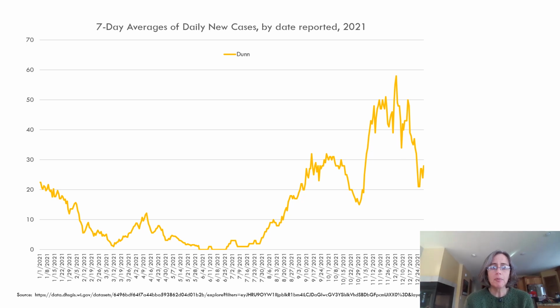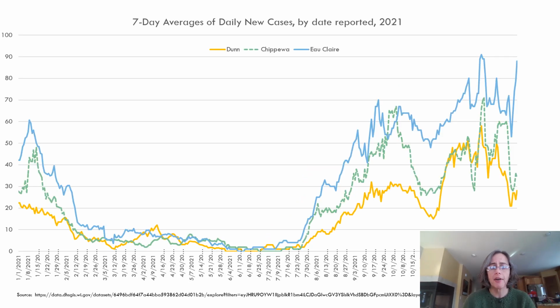Not only would we be interested in the number of cases we were seeing in Dunn County, but we'd of course also be interested in how that compared to other counties in our area. So here's a line graph looking at those 7-day averages of new cases by county. Eau Claire is in blue. That's the solid line. My apologies if you don't see color. It's this upper one here. This dotted one, which is green, is Chippewa County. And then here is Dunn County. You take a look at this and you think, well, gosh darn it, Dunn County did pretty well. We didn't have as many cases as the other counties.